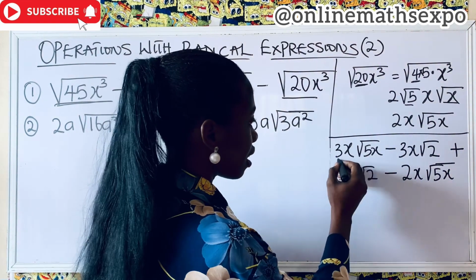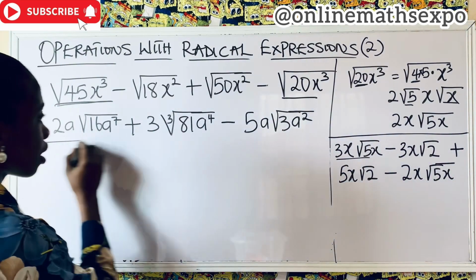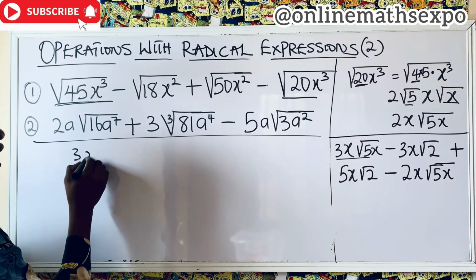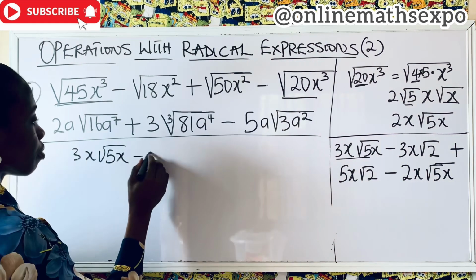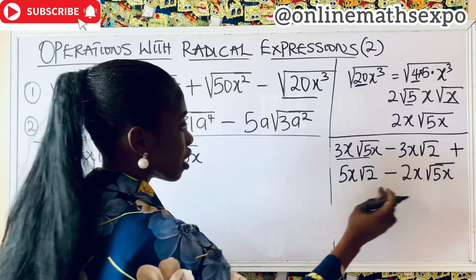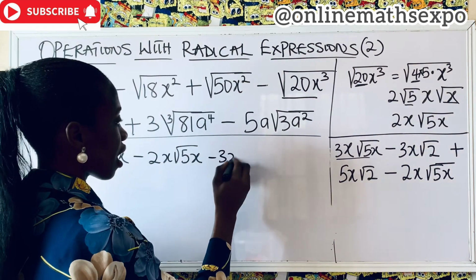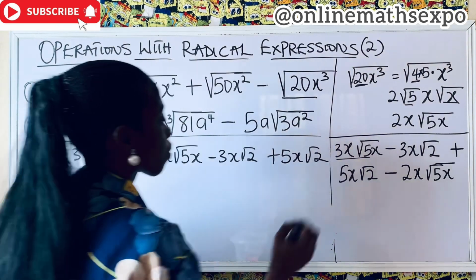And those ones are like terms with this. Okay, so let's bring it here. We are going to now have 3x root 5x. Bring this, we have minus 2x root 5x. This one is like this, so we have 3x root 2 plus 5x root 2.